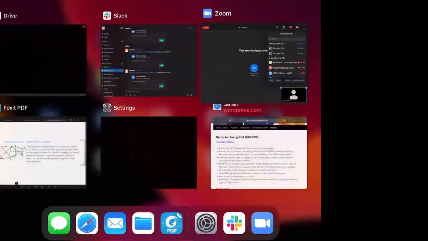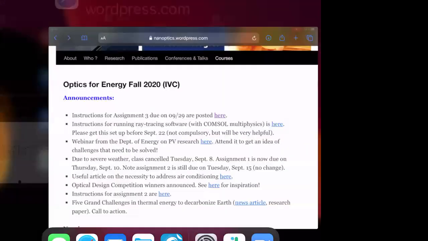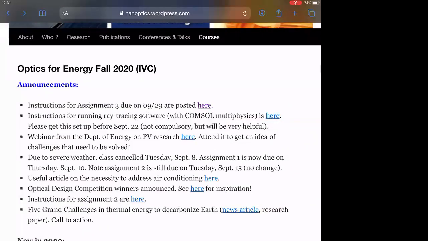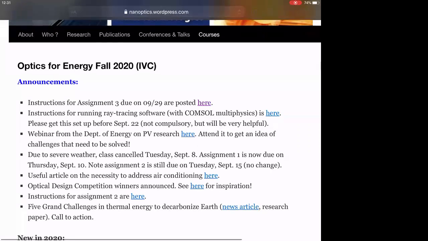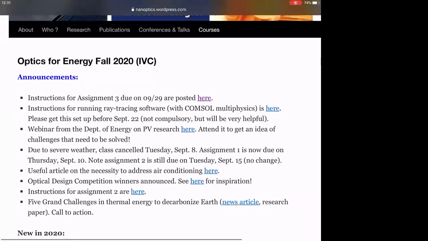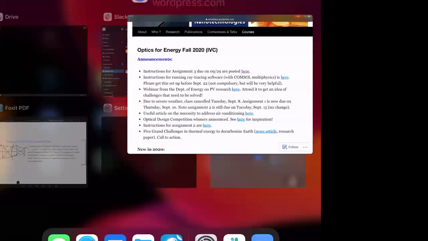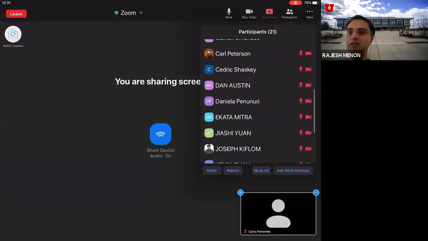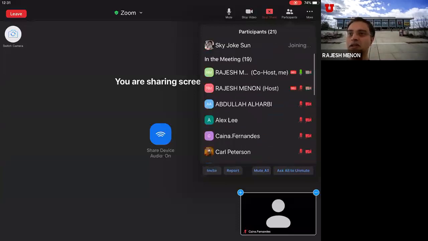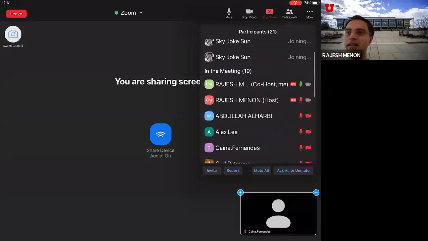Okay, so again, that's a good reason to be on time. So there are some instructions here on how to run the ray tracing software, but let me first ask, is Apratim on? Let's see. Apratim, are you on? I don't see him, not yet. Okay, so when he comes on, he will walk us through that.